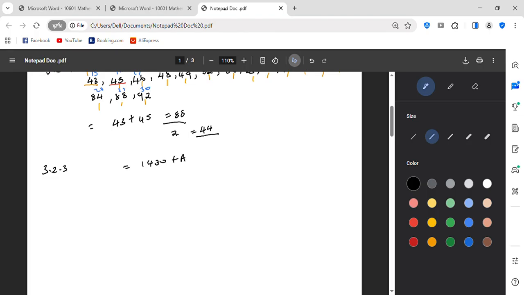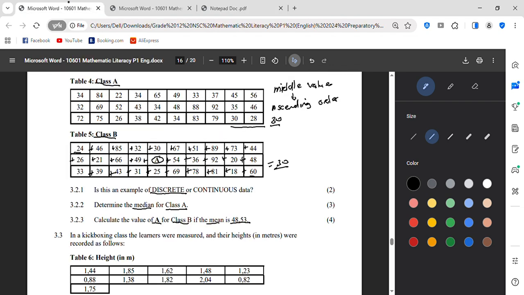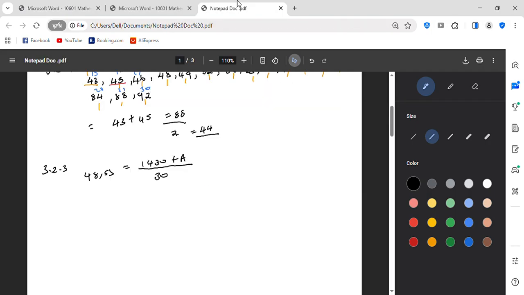Remember, I said if we are looking for the mean, we would take the total of our data set, then divide that by 30. But in this case, we are given the mean already, 48.53. This is our mean, 48.53. Let me be sure. Yes, 48.53. We are given the mean already.